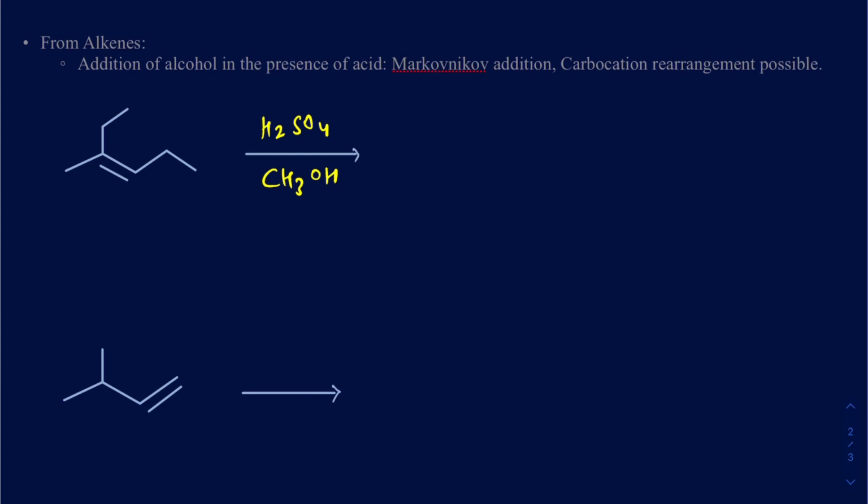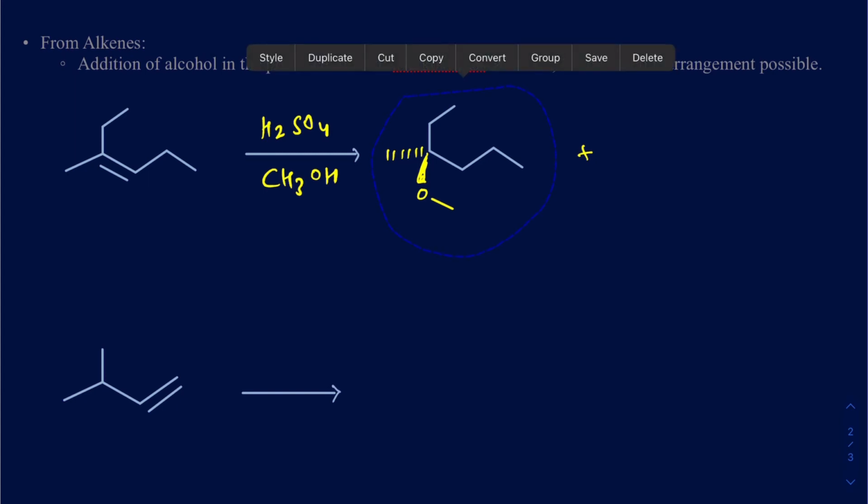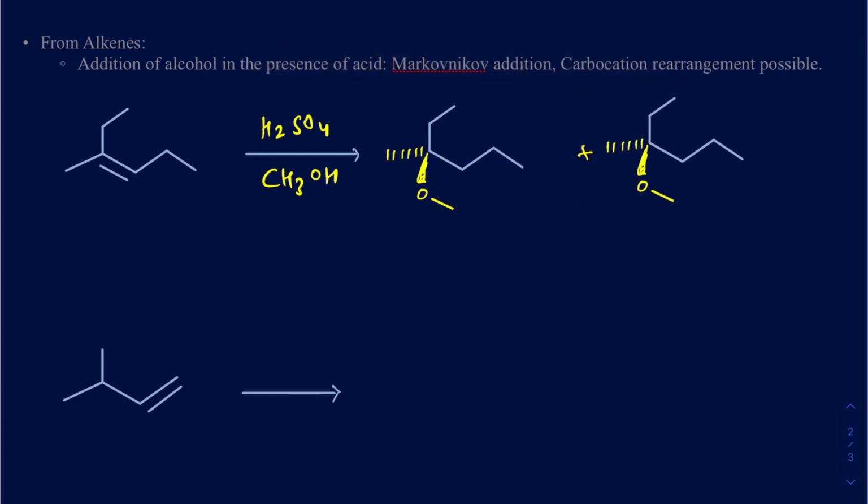So here, the end product is going to look like this, it does a Markovnikov addition. So I can have this OCH3 either coming out of the page, and that will push this methyl back into the page, and obviously I can have the enantiomer of that as well. Since it creates a carbocation and there is a possibility of carbocation rearrangement, it will make a racemic mixture at the end of the day. So that's the only downside, that you're going to get a mixture of products.